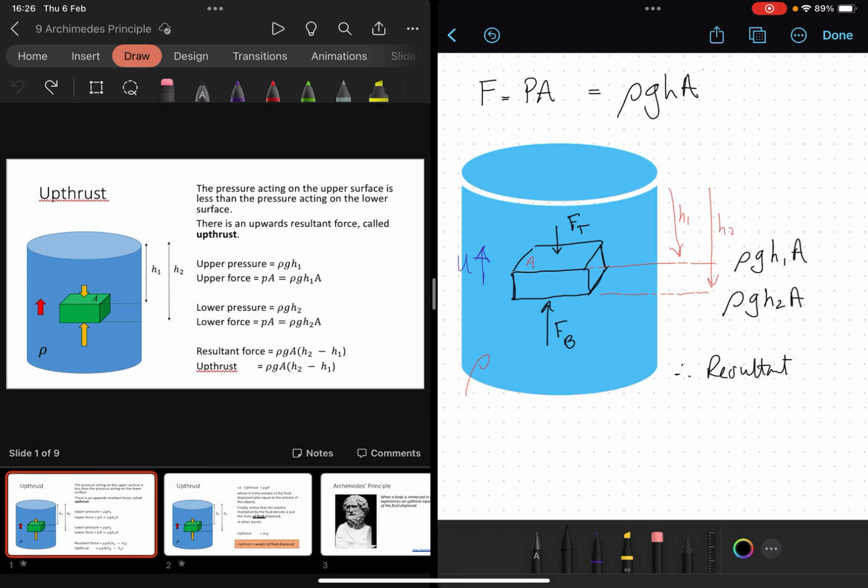So if we pull out rho, g and A as common to both, then it's the bigger minus the smaller of the two forces, h2 minus h1. And that is what we mean by upthrust. It's that resultant force that acts due to the difference in pressure between the upper and lower surface of that object.